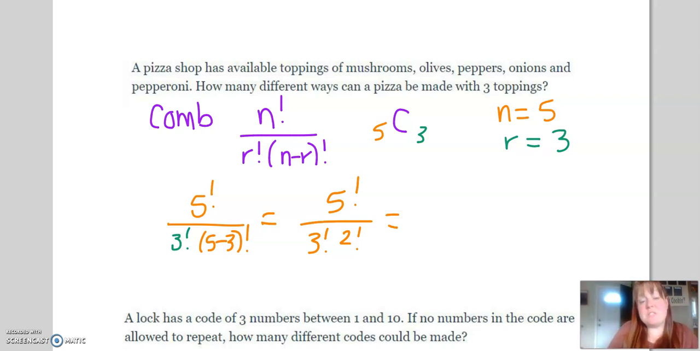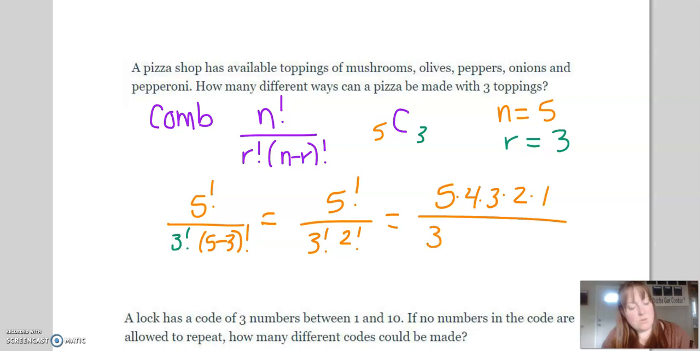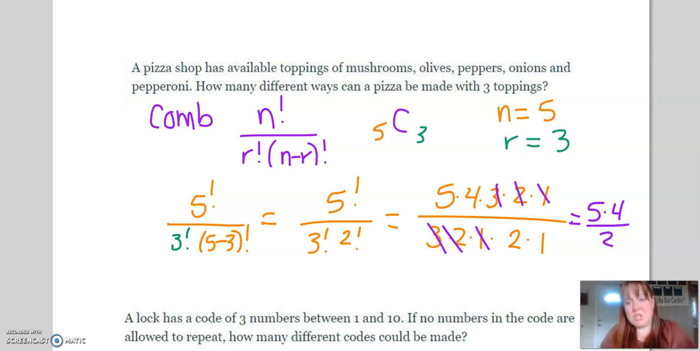So we could just put this into our calculator. If we wanted to, we could write this out as 5 times 4 times 3 times 2 times 1 over 3 times 2 times 1 times 2 times 1. And then we could cancel out things that were the same, the 3, the 2, and the 1. And so then really this is just 5 times 4 over 2. So you could actually do this in your head without even using your calculator. This is 20 divided by 2, which is 10.